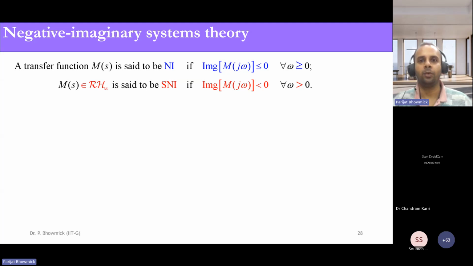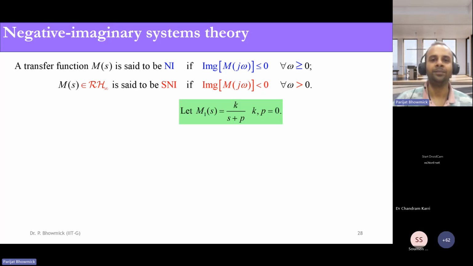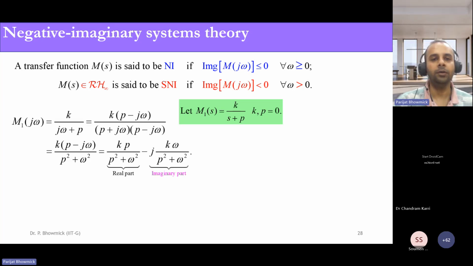Now, I hope that what I just said, you can see in a written sentence. So it would be now a bit more clear, at least how to read out the statement. But still, it is not clear to you unless I show you an example. Let's take a very simple example, a first order plant, that is k by s plus p. So here it is the loop gain k, and you have only one pole at minus p. Okay. So if you resolve this transfer function into the real and imaginary part, it is the same thing.